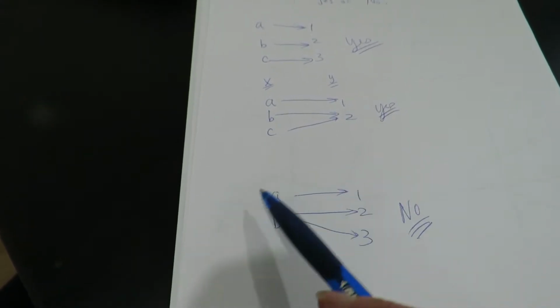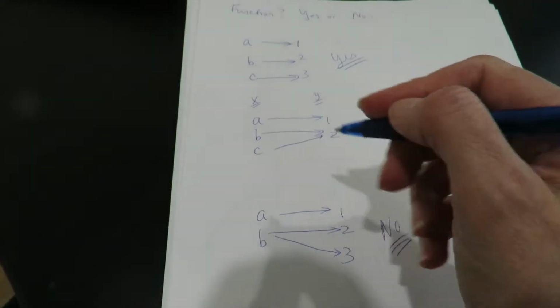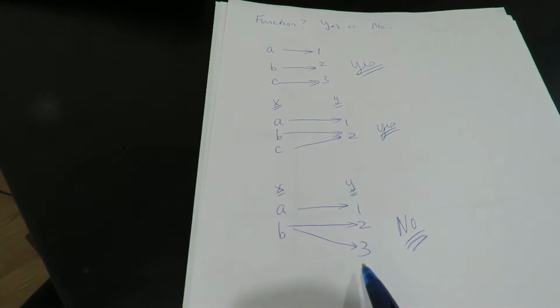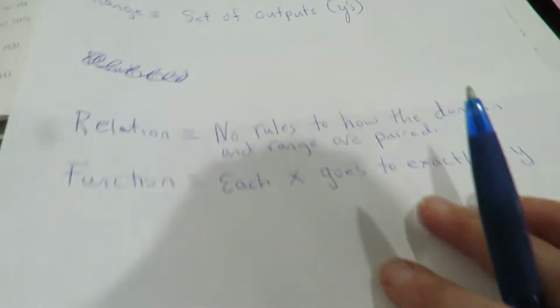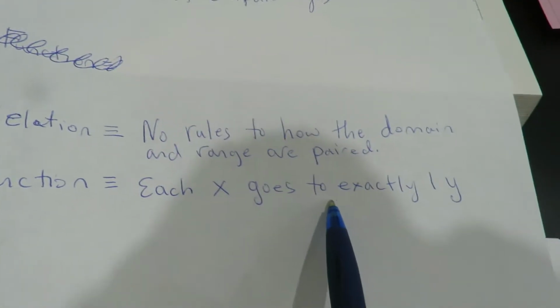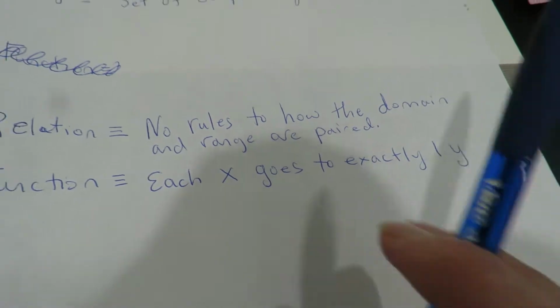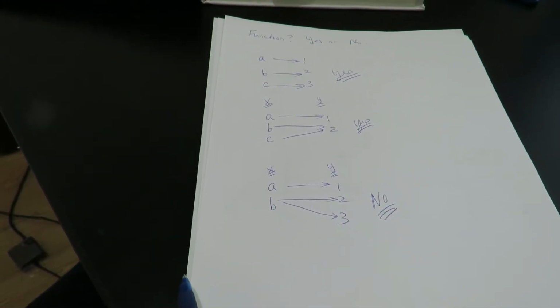We could not classify this schematic as a function because this x value is not allowed to have two y values, right? The definition is you have to go to exactly one y. You can't go to 2 or 3 or 4 or 5. When you go in the ice cream store, you're just going to get one flavor, okay?